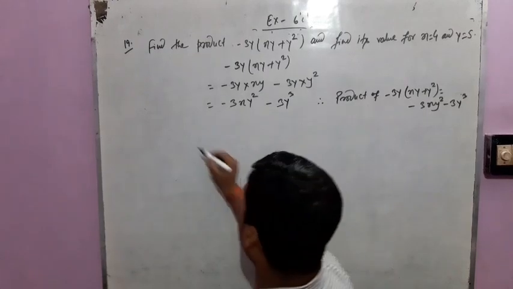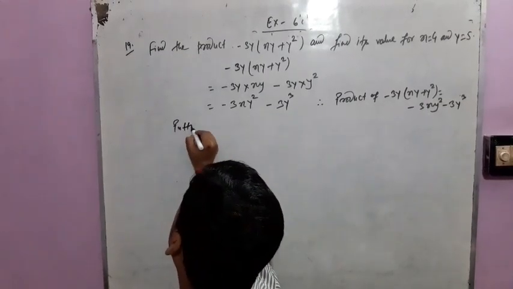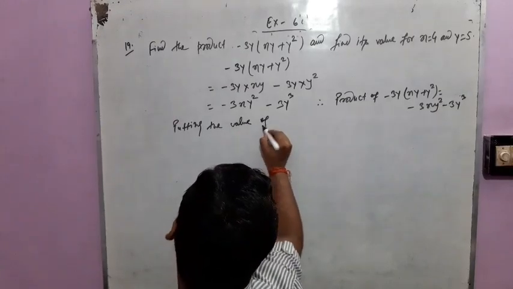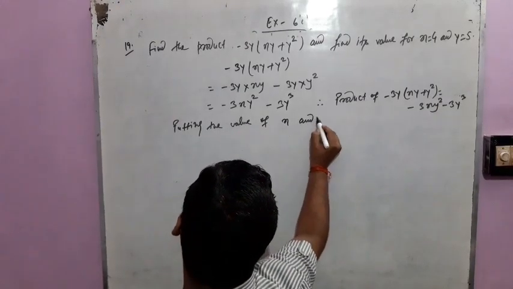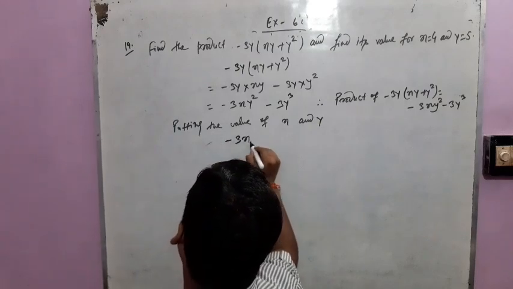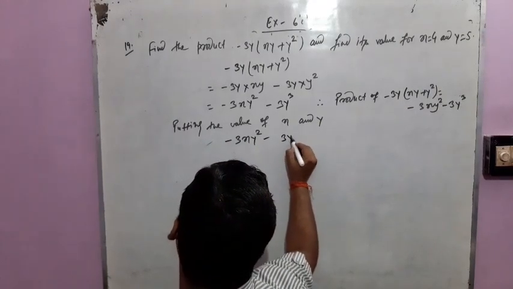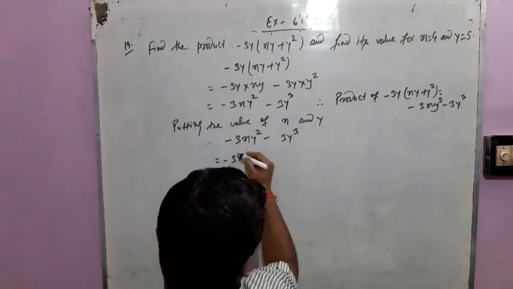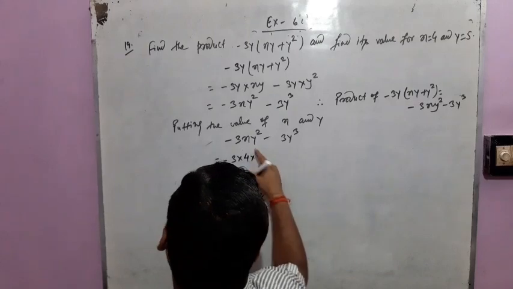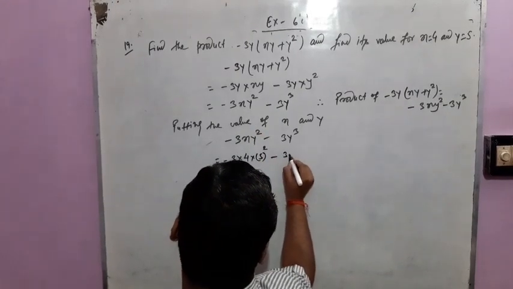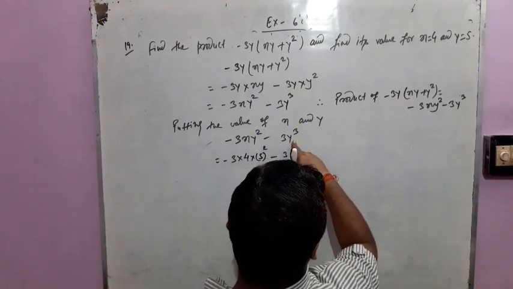Now putting the value of x and y. What is the expression here? Minus 3xy square minus 3y cube. That is equal to minus 3. What is the value of x? The value of x is 4 and the value of y is what? 5. So make a square of 5 here. Minus 3. Again the value of y is 5, so 5 cube.